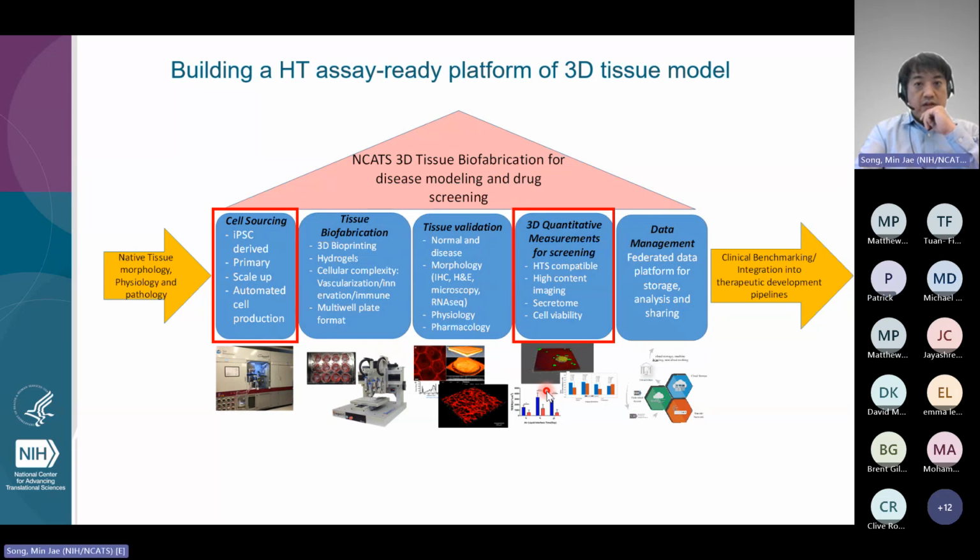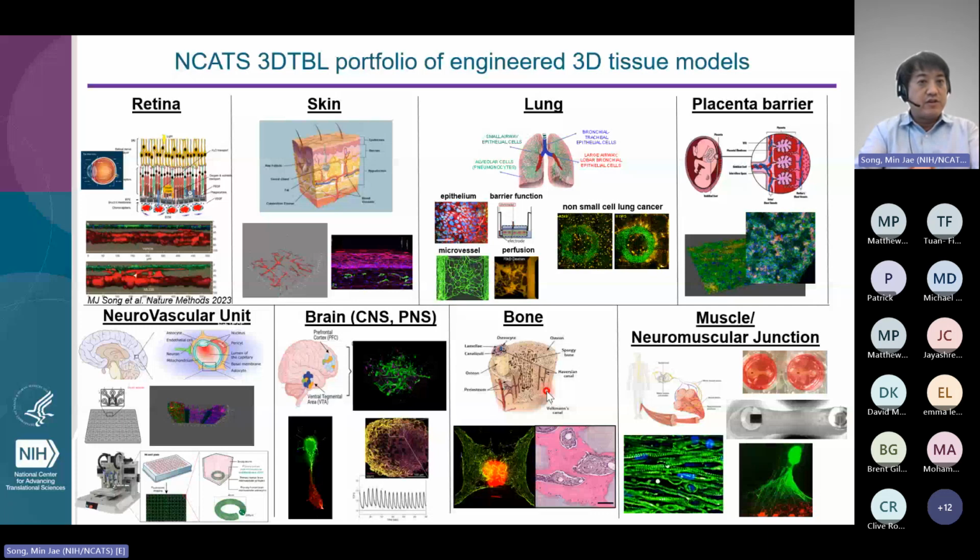So the next slide shows the portfolio of the tissue models that we have been developing. As I mentioned, we started the ocular tissue and the skin tissue models in 2014. The ocular tissue project was initiated under the collaboration with the NEI, National Eye Institute, to develop the outer blood-retina barrier tissues to model age-related macular degeneration. We recently published work demonstrating choroidal neovascularization-like morphology, which is the hallmark of wet-form age-related macular degeneration. I will show more details in the following slides.